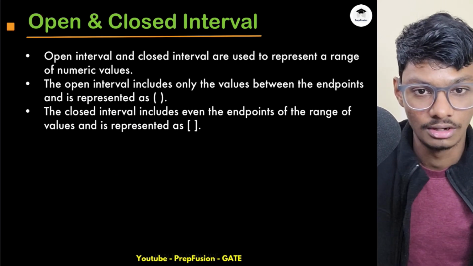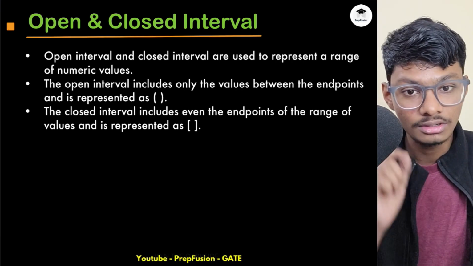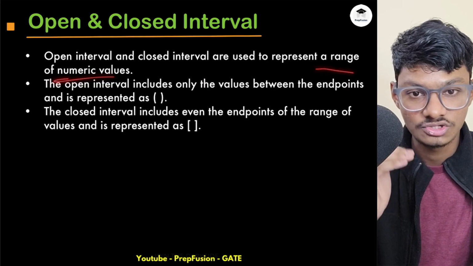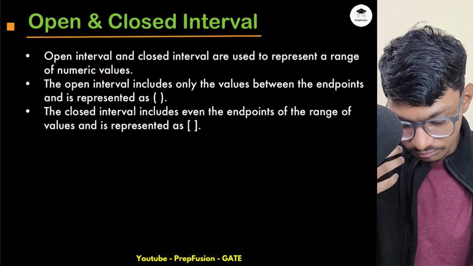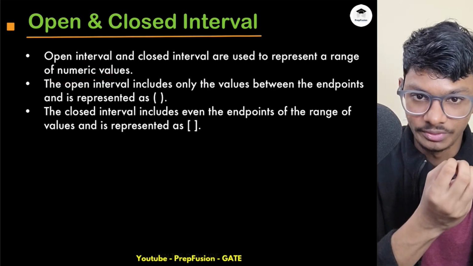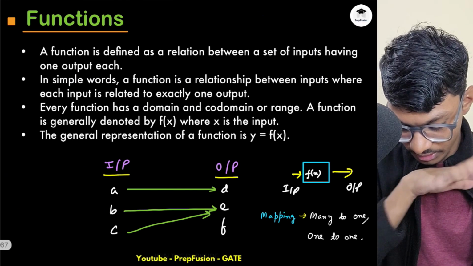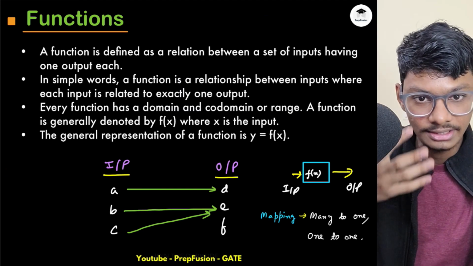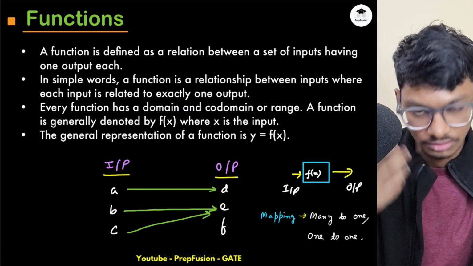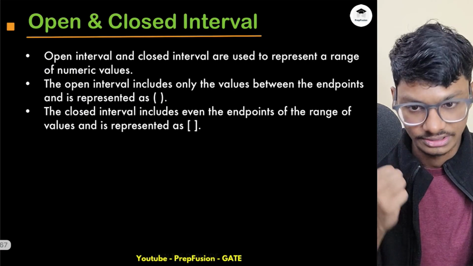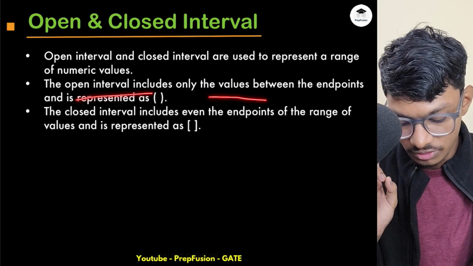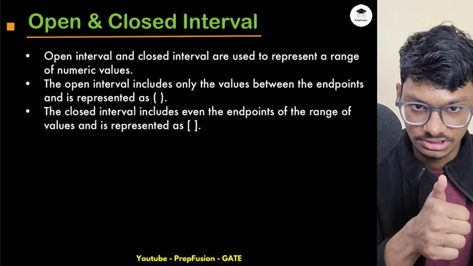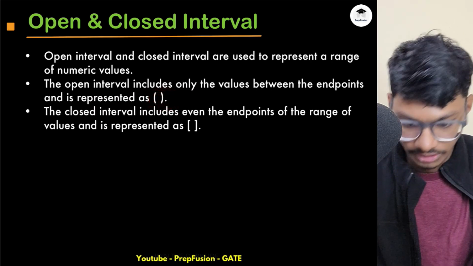Let's understand a few basic terms. What do you mean by open and closed interval? So open and closed intervals are used to represent a range of numeric values. Whenever my input is varying from a to c continuously, I can represent that with open and closed intervals. I will just give you an example and there you will understand. The open interval includes only the values between the endpoints and is represented with normal round brackets. So they are called round brackets.